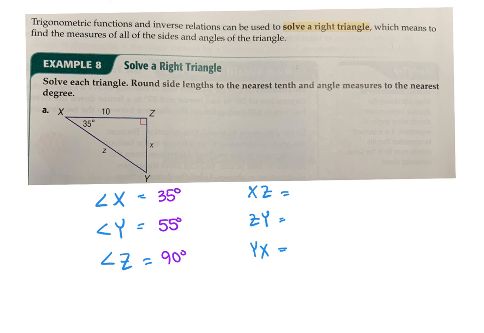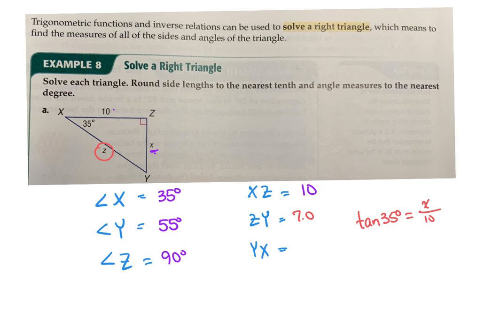And then what sides do I have? Well, I have X, Z, all right? And then all I have to do is do my trig functions. To find ZY, to find this guy, I can just use opposite and adjacent, right? The tangent of 35 degrees should equal my X over my 10. And 10 times tangent of 35 is approximately 7.0 when I round.